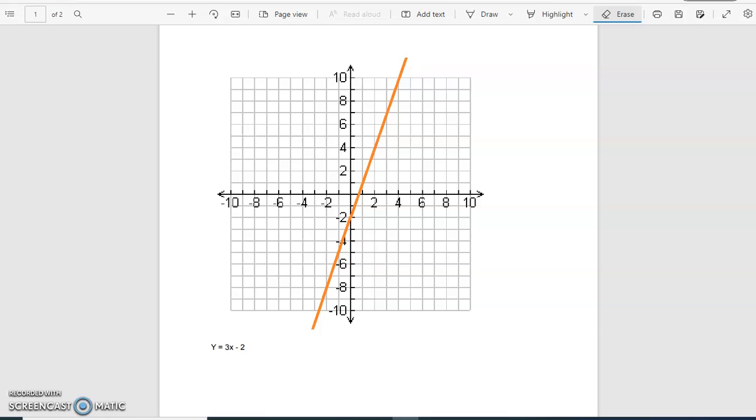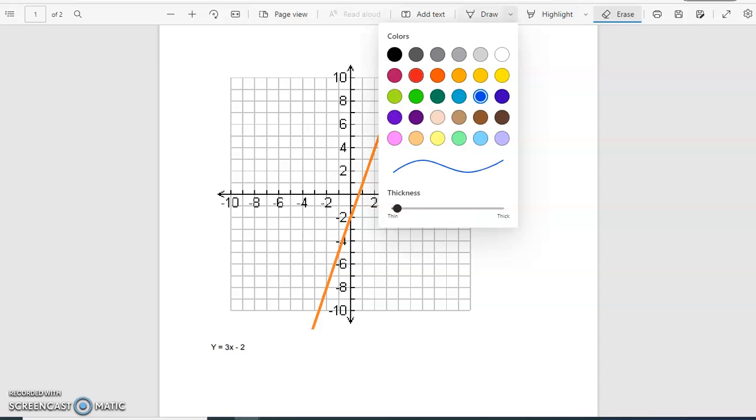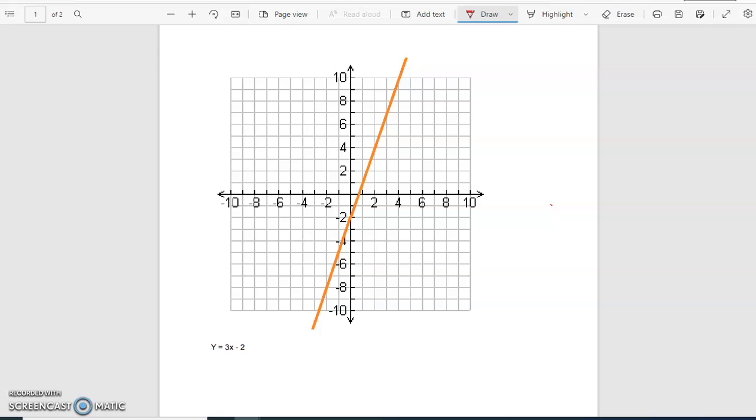Alright, so here we have the example 3x minus 2. And we can see that the x-intercept is occurring somewhere between 0 and 1. It looks like it's closer to 1 right here. Okay, so what we know about the x-intercept is that that is when y is equal to 0. So we're talking about this point right here.